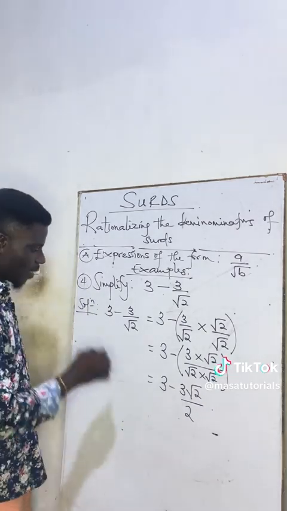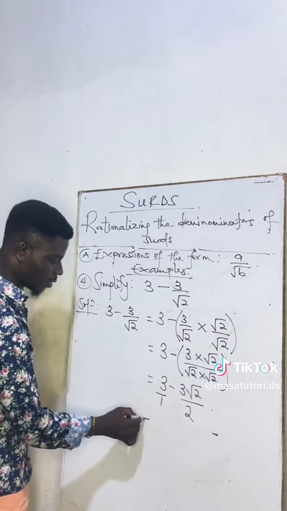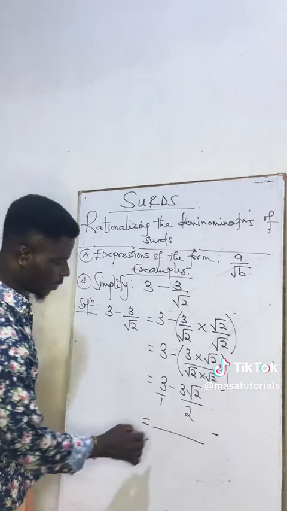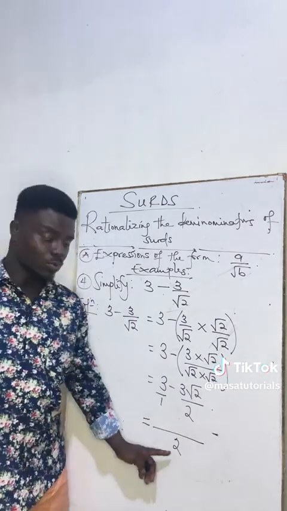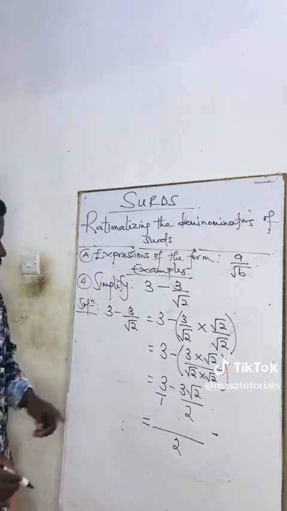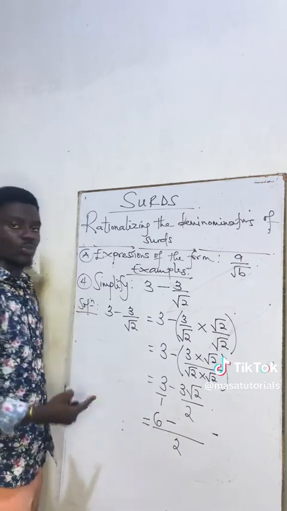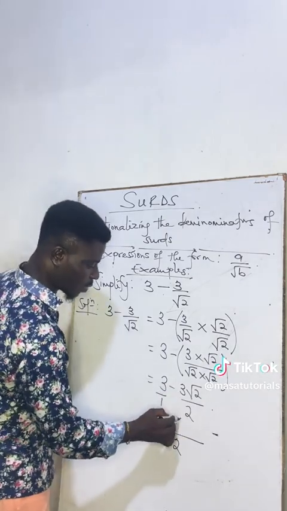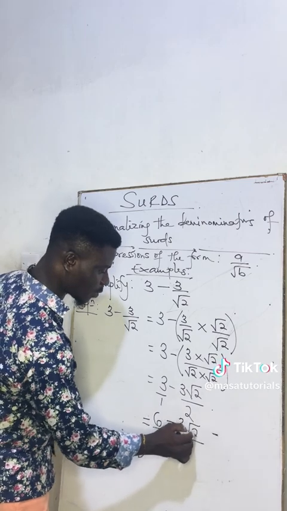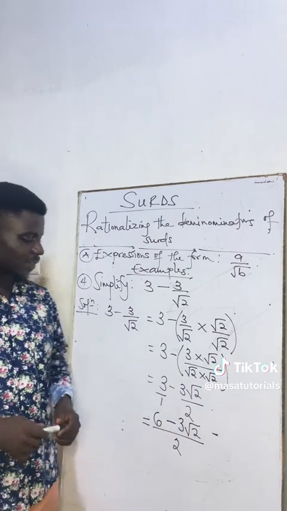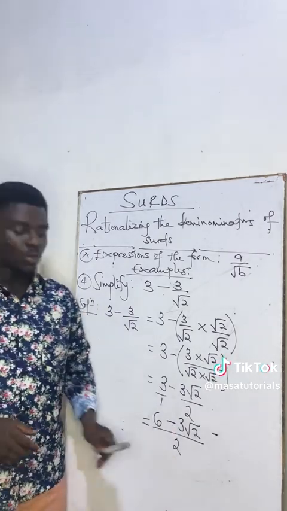Now this 3 is out of 1. So our LCM, 1 times 2, is 2. Now 1 will go into 2 how many times? 2 times. 2 times 3 is 6, minus 2 going into 2, 1. 1 times 3 square root of 2 is 3 square root of 2. So this is what we have: 6 minus 3 square root of 2 all over 2.